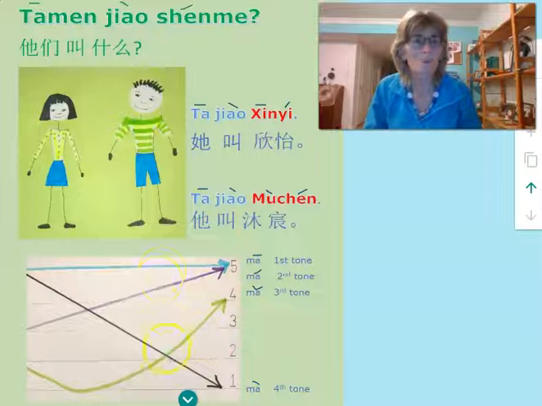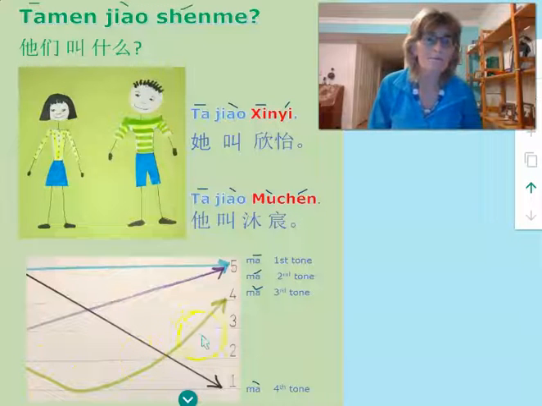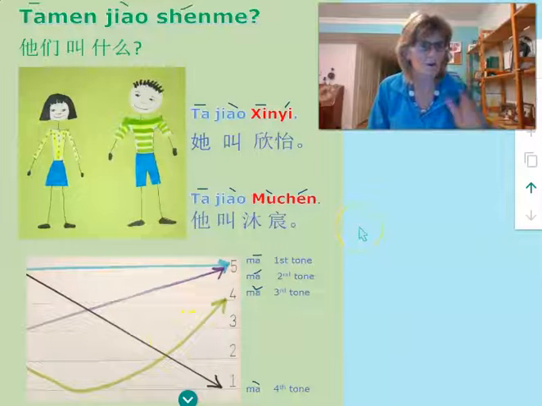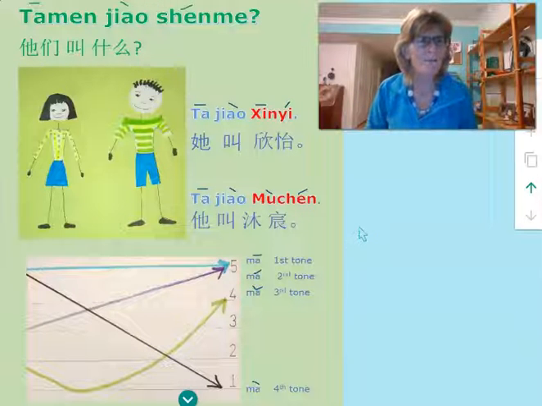And we've looked at the four tones. And you can say the word for mum now, mama. And the word for horse, ma. And the word for telling off, ma. Mama, ma, ma.